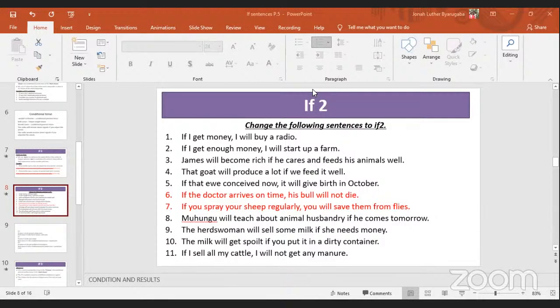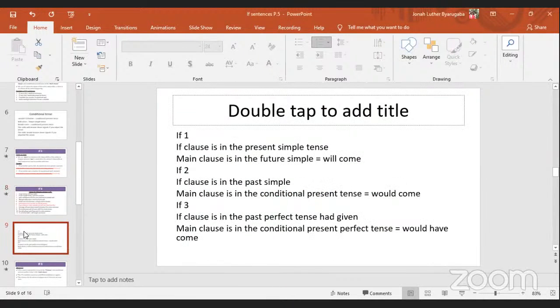Shamad, number 4. The goat would produce a lot if it fed well. If we fed it well. That goat would produce more if we fed it well. So for the rest of the sentences, you actually have a lot of exercise. I think you have very many numbers, isn't it? Yes. So you will do the exercise.